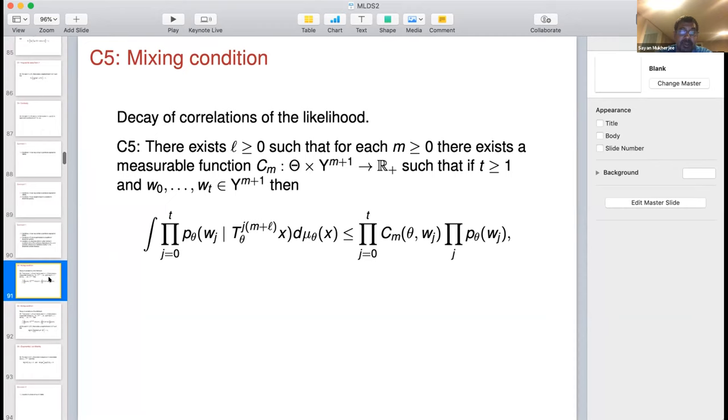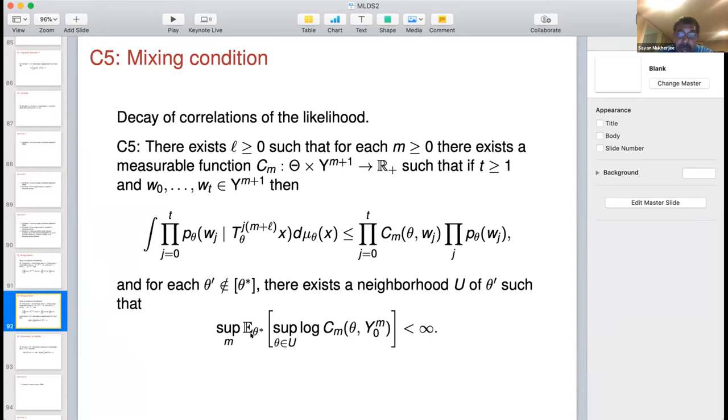Okay, so again, this is just defining some of these constants, and I'll just keep this up here for a second. But this is really the main idea. And this is, again, a mixing condition. Okay.